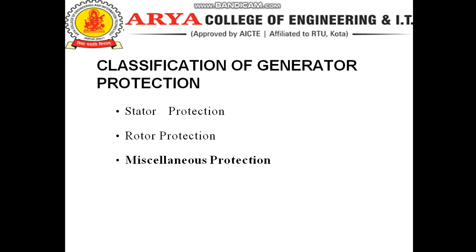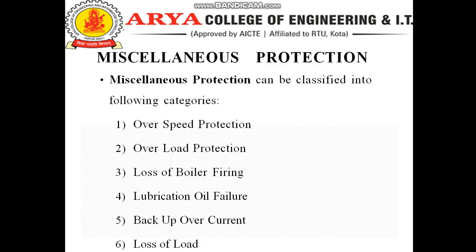Now in this slide, we discuss the classification of generator protection. The first is stator protection, the second is rotor protection, and the third is miscellaneous protection. In this video lecture, we discuss the miscellaneous protection of the generator. It can be classified into the following categories: the first is overspeed protection, second is overload protection, third is loss of boiler firing, fourth is lubrication oil failure, fifth is backup overcurrent, and sixth is loss of load.